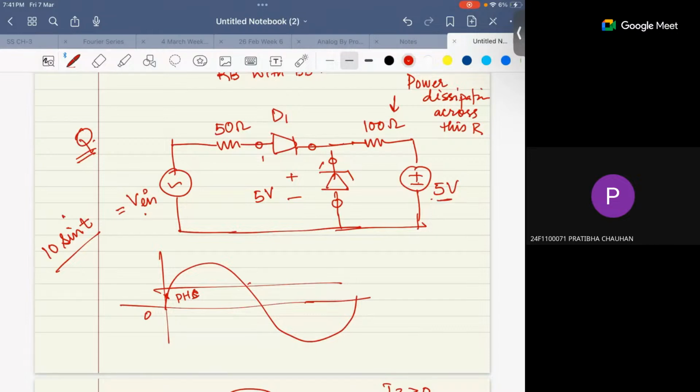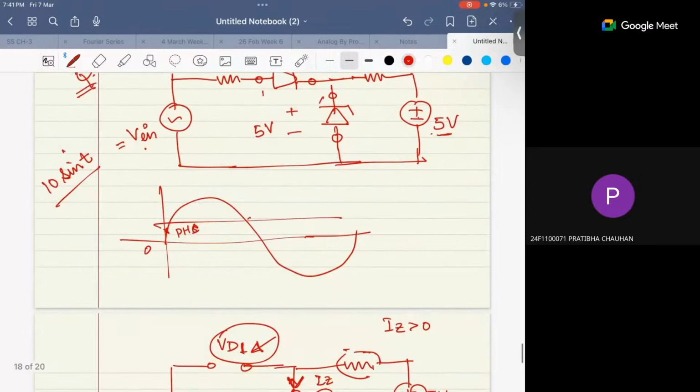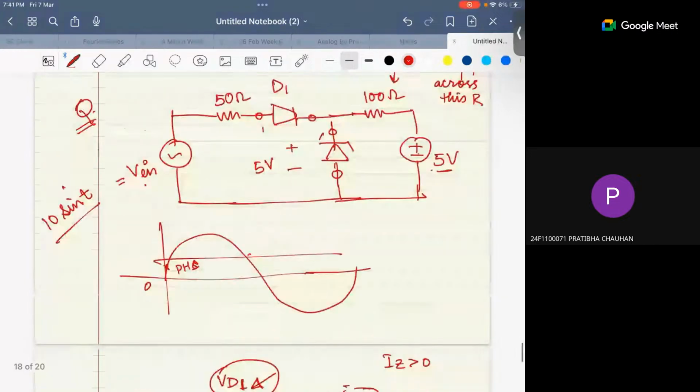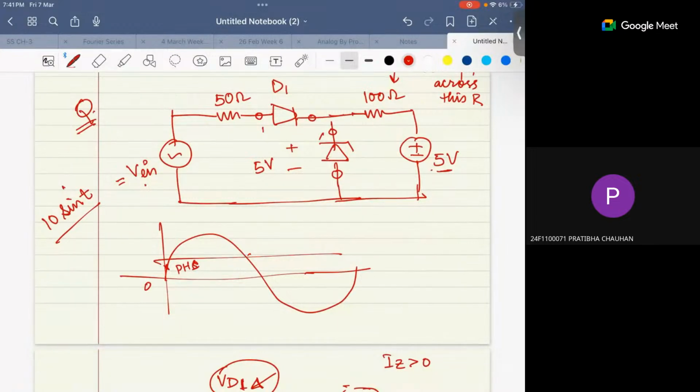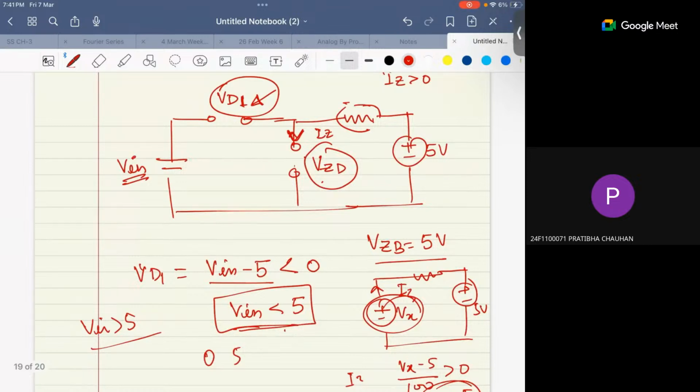Then we assume that D1 is off. If D1 is off, that means D1 will be open, right? And for the Zener diode also, we thought that this is open. Now if both are open, both working in reverse bias, we have to conclude that with some evidence, that the potential across this diode is less than 0 and the potential across this also should be less than 0. Then we started working on that and came to the conclusion that VD1 is coming out to be V input minus 5, right? If I'm giving, for example, 1 volt or 2 volt, this VD1 is less than 0. That means this will be switched off, reverse bias.